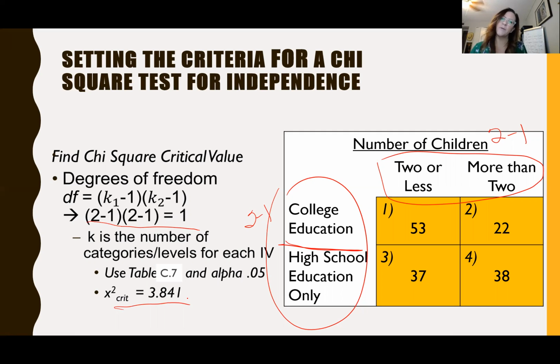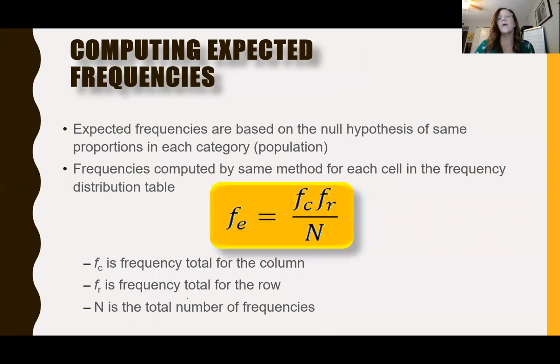And that's where it gets a little bit trickier with our chi-square test for independence. This is one of the reasons why I number the cells, so it keeps you on track of which cell you're working with. Here's how we get our expected frequencies. We take the frequency of the column total times the frequency of the row total and divide by the total number of frequencies. So frequency column times frequency row divided by n. If you're wondering what I mean by frequency column and frequency row, it's not the observed frequencies.